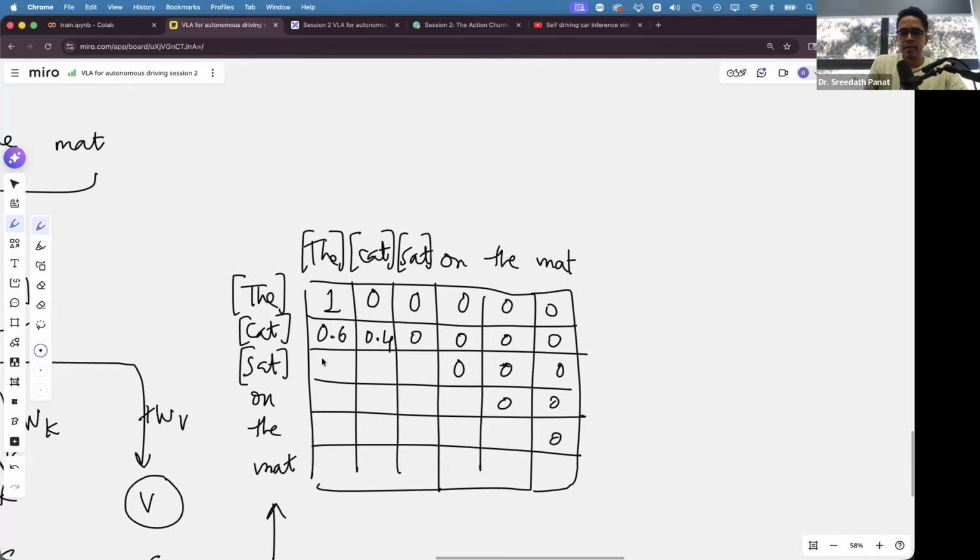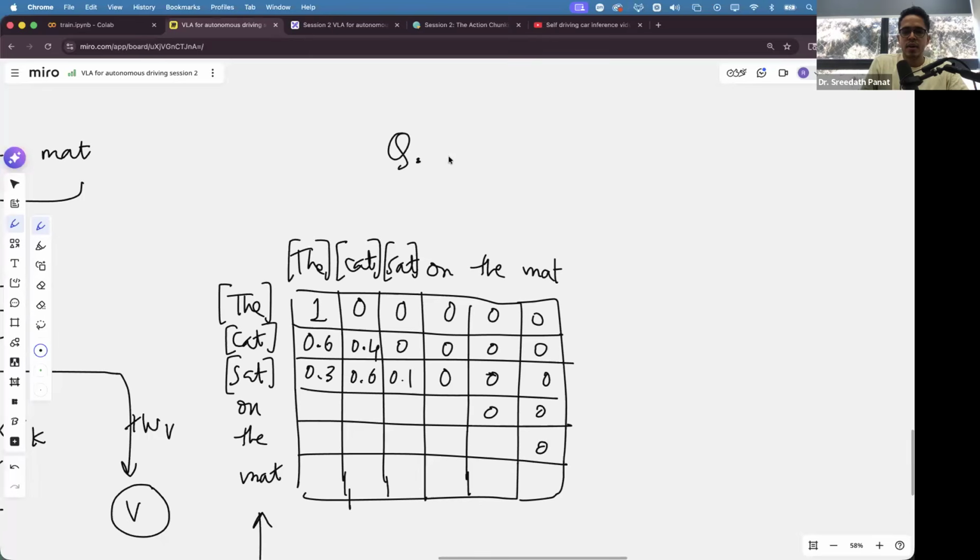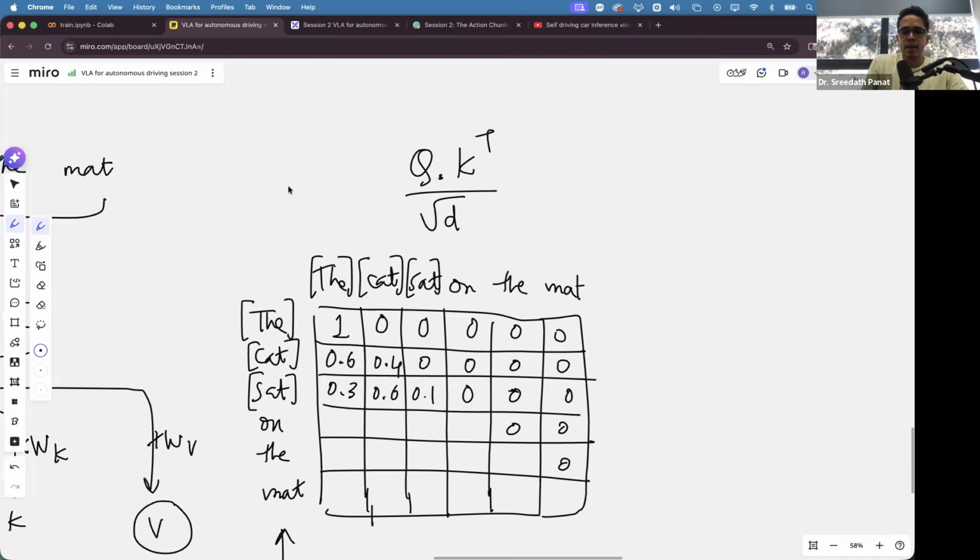This will be 0. And some of this will be, let's say, 0.3, 0.6, and 0.1. These 3 should sum up to 1. These 4 should sum up to 1. These 5 should sum up to 1. And these 6 should sum up to 1. And you know what this is? This is query dot key transpose divided by square root of D applied with softmax.